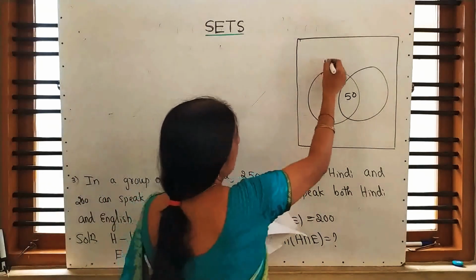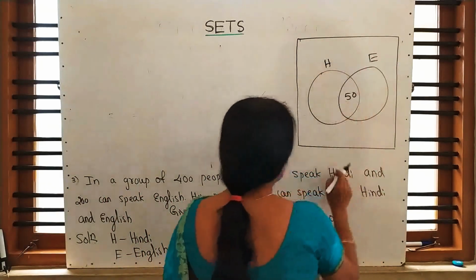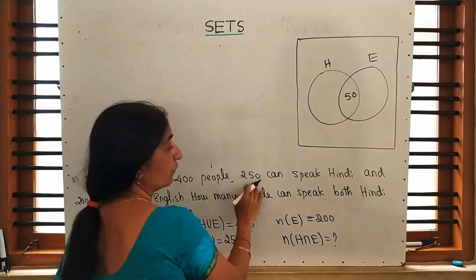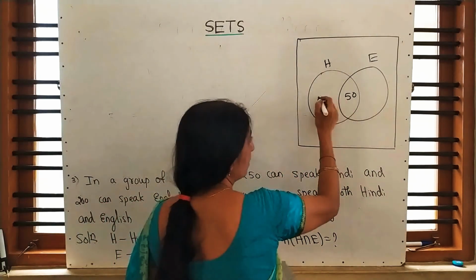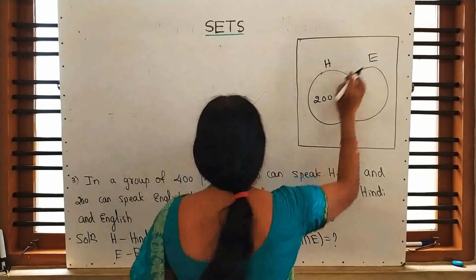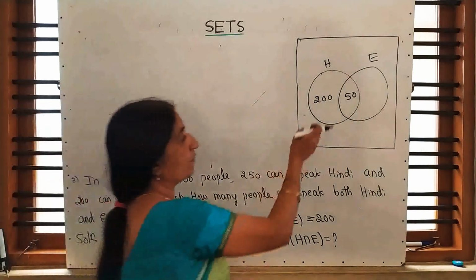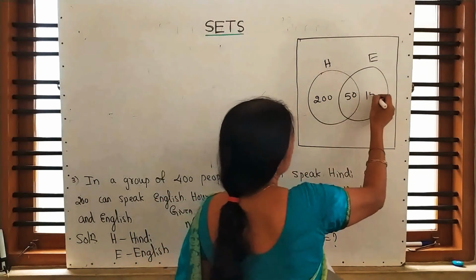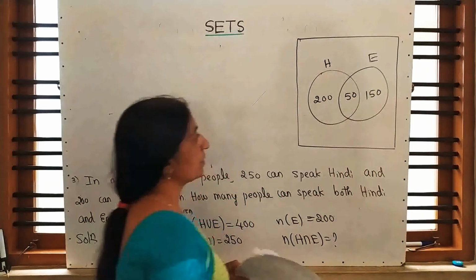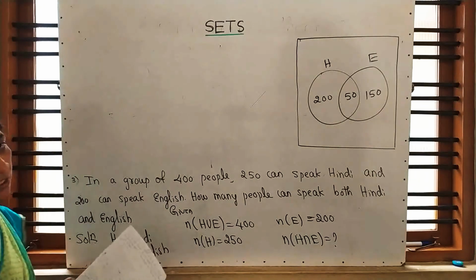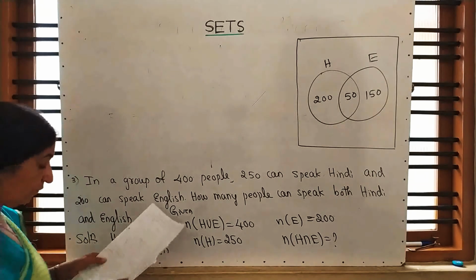This is Hindi and this is English. Total Hindi people, how many? 250. Already 50 comes here, so this is 200. And the people who speak English are 200. Already 50 come under the common part, so it is 150. See, total how much is it? Is it 400 or what? Like this we are solving with the help of the Venn diagram.